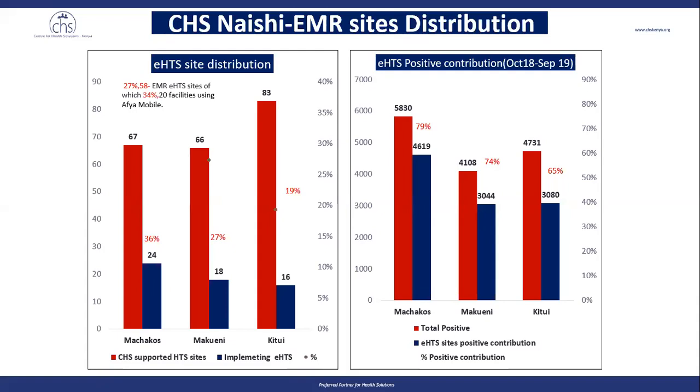Facilities using EMR for data capture and reporting per county: you have 24 in Machakos, 18 in Makueni, and 16 in Kitui. Out of these 58 facilities, 40 facilities, that is 71% of them, are currently reporting in the National Data Warehouse as at April 2020. And 34% of these sites are actually using Afya Mobile to implement eHTS.